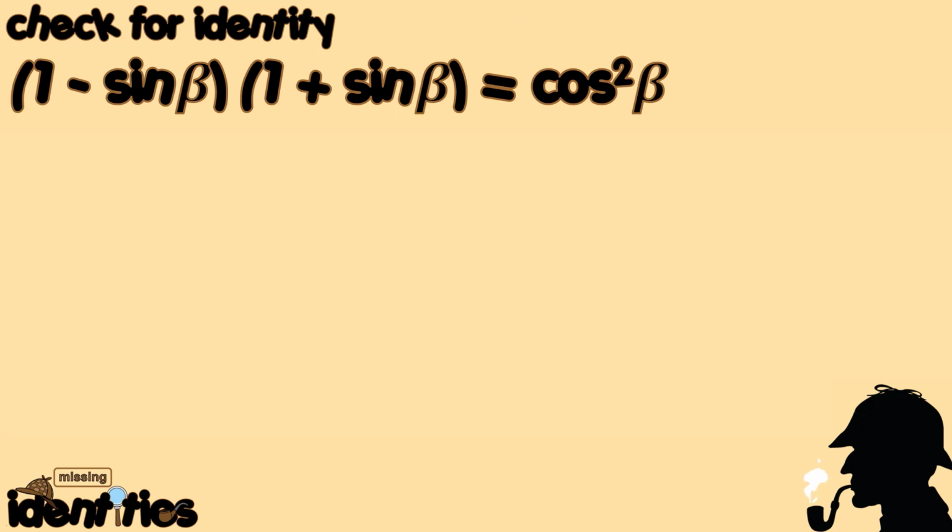Case number 19. We are going to verify if this is an identity. The result when multiplying two binomial expressions, 1 minus sine beta and 1 plus sine beta, is equal to the cosine squared beta. For this case, we are going to consider the Pythagorean identities.